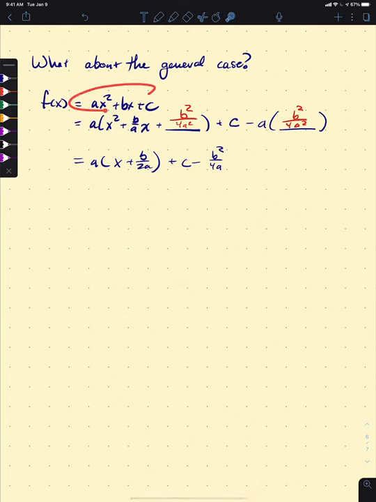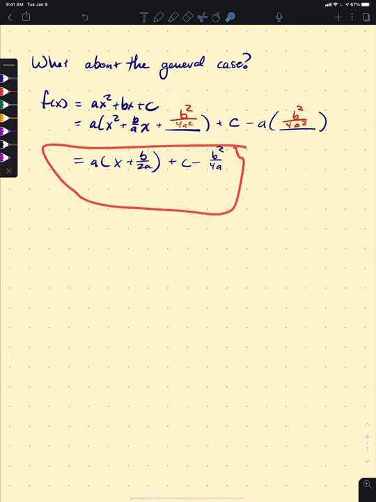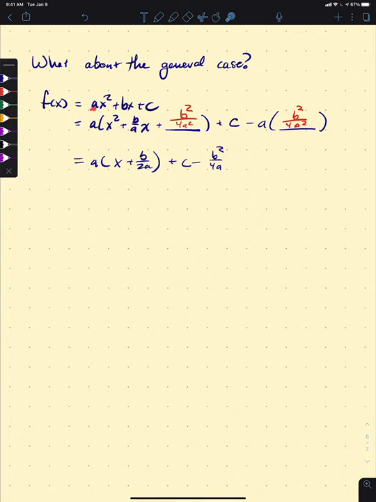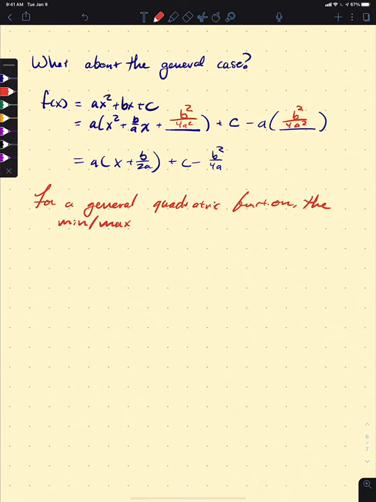So what we've done here is we've taken our general quadratic and we've put it in standard form with our variables in terms of this original a, b, c. So that means, what we've said is that for a general quadratic function, the minimum or maximum, whether it's minimum or maximum, will depend on the sign of a. But we know that that happens at, well, our x coordinate is going to be the negative of this since we're adding. So it's going to be negative b over 2a.